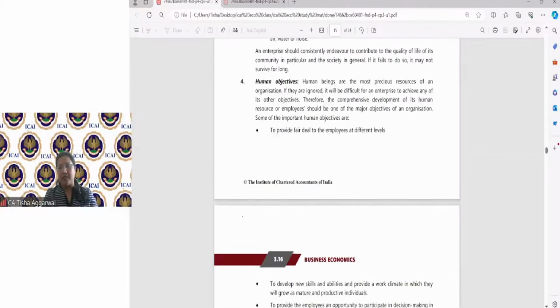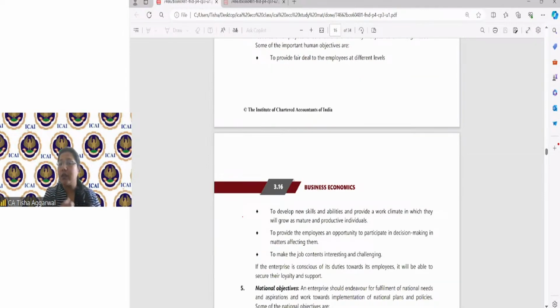Next is human objectives. Human objective says that you are utilizing one of the most important skills that a person has, that is the human skill. You have to take care as an entrepreneur that you give a fair deal to all the employees. You develop their skills and abilities. You give them opportunity to work. You make their job interesting and challenging. This is something which is required.